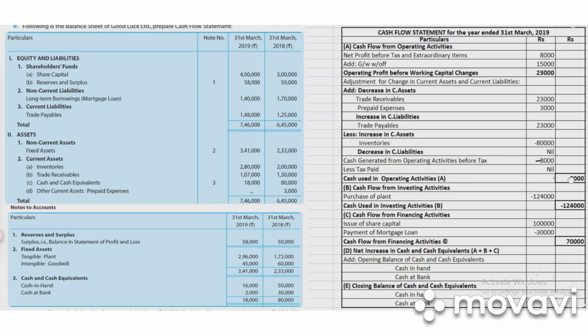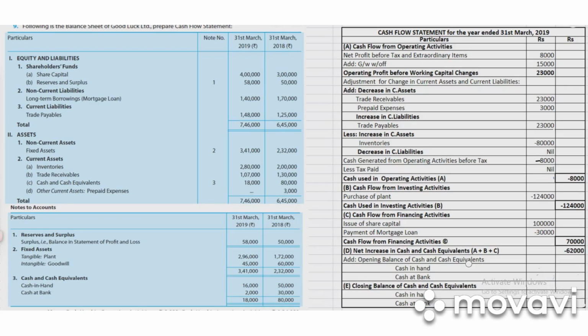Now operating activity minus 8,000, investing activity minus 1,24,000, and financing activity, as you can see, is a plus item. We have used the term cash flow from financing. We haven't written used in. We have written from. That means it is a positive figure. So two negative figures, one positive figure. Now we take the total of all three: 8,000 and 1,24,000 both negative, and positive 70,000. When we do that, we get minus 62,000.